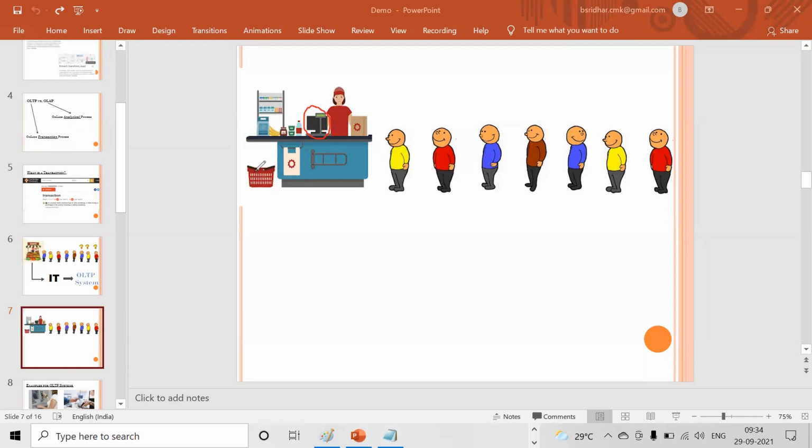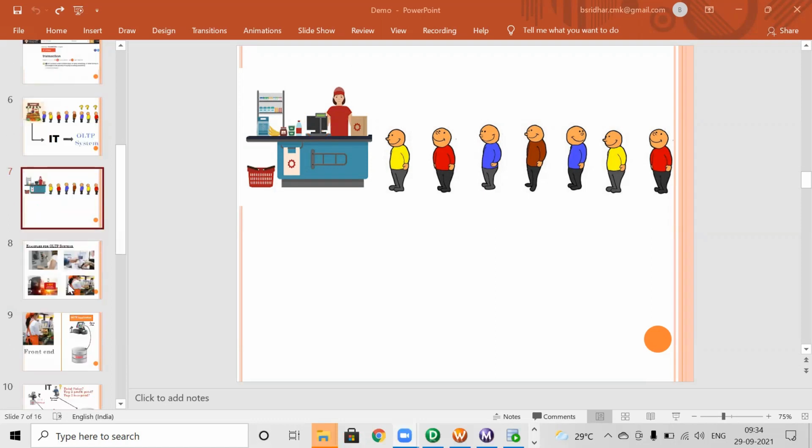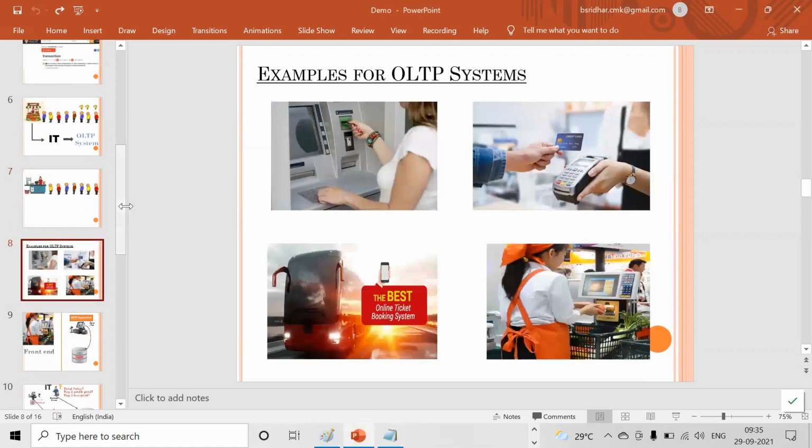Now I'll give you 4 examples for OLTP systems. We'll try to understand how things happened before OLTP systems came into the picture, and how business was done after OLTP systems came into the picture. So try to understand these 4 examples. The first one is your ATM machines. Your ATM machine is also an example of an OLTP system.